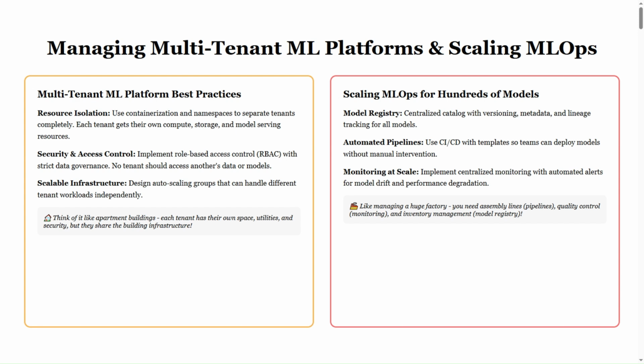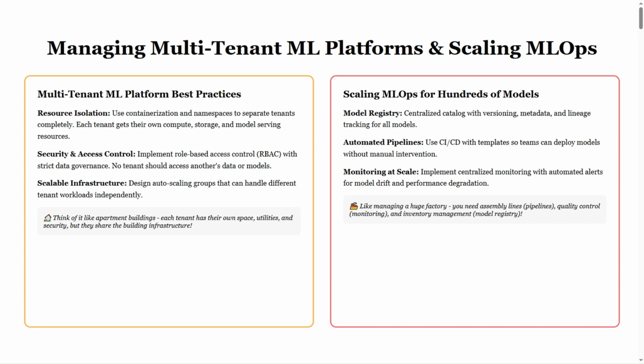Scaling MLOps for hundreds of models. Model registry. Centralized catalog with versioning, metadata, and lineage tracking for all models. Automated pipelines. Use CI/CD with templates so teams can deploy models without manual intervention.